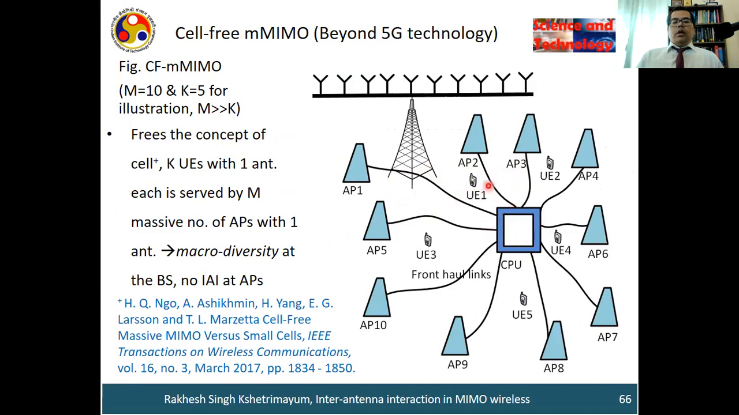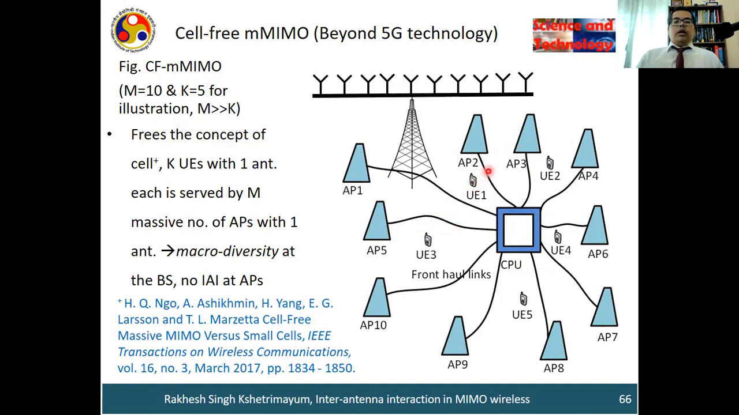the processing. And at any particular point of time, the user is always surrounded by many access points, so it will get the best performance from all the surrounding access points. There is no location where the user is not surrounded by access points. So you will have many access points distributed over the geographical area, which are connected to the CPU, the central processing unit. So now this is the best situation for the user.